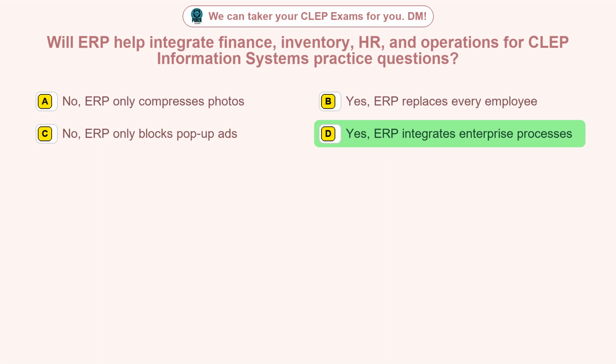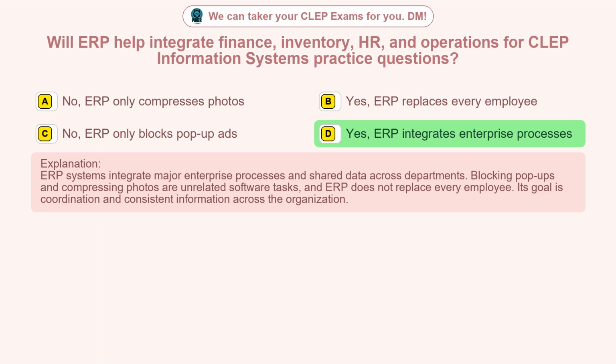The correct answer is option D. Yes, ERP integrates enterprise processes. ERP systems integrate major enterprise processes and shared data across departments. Blocking pop-ups and compressing photos are unrelated software tasks, and ERP does not replace every employee. Its goal is coordination and consistent information across the organization.